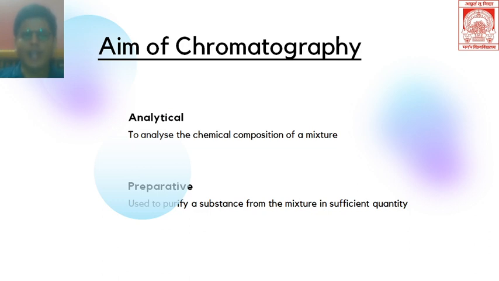So in the current scenario, the aim of chromatography can be broadly divided into two types. One is analytical and another one is preparative. In the analytical method, the aim is to analyze the chemical composition of a mixture, whereas in the preparative method we use it to purify a substance from the mixture in sufficient quantity for further downstream processing.